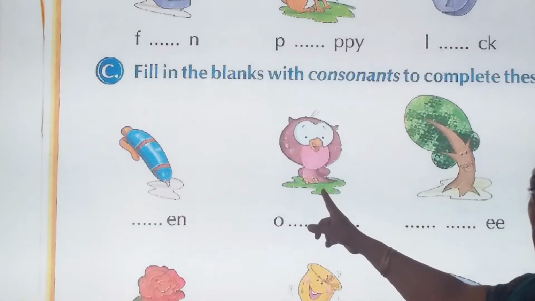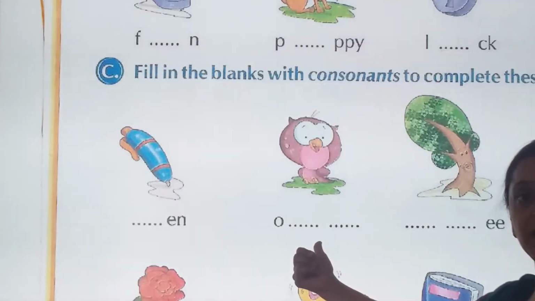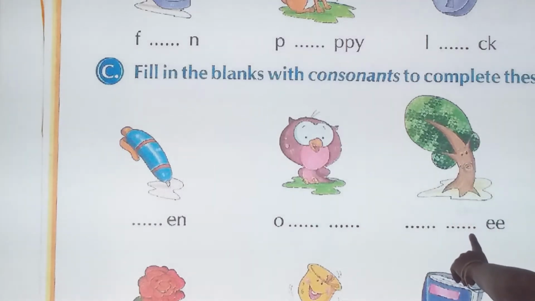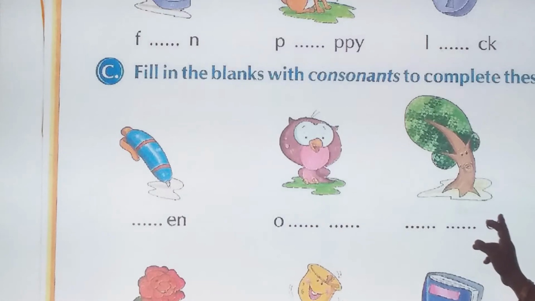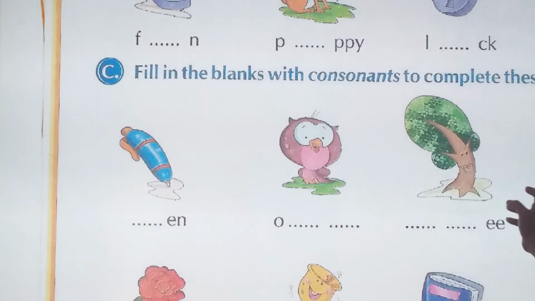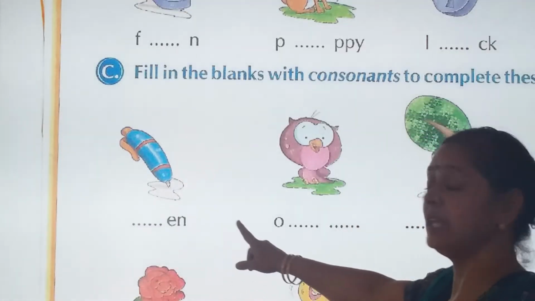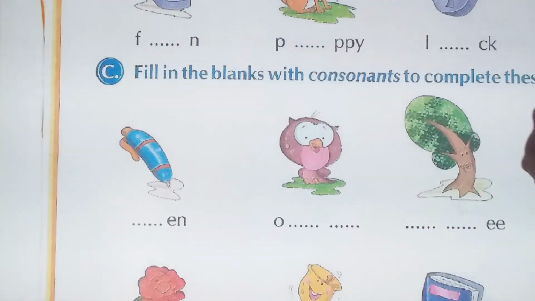Now identify the picture. It's a picture of owl. And what are the missing letters over here? W, L. Okay. Followed. Now next one is, tell me. Yes, it's a picture of tree. So you will be writing the missing letters over here. Moon. What is the spelling of moon? Correct. M-O-O-N. So these are the missing consonants that you have to fill in these blanks. So fill in the blanks with consonants to complete these words.